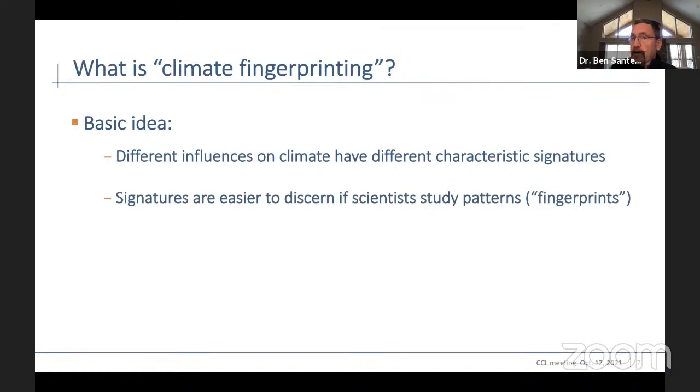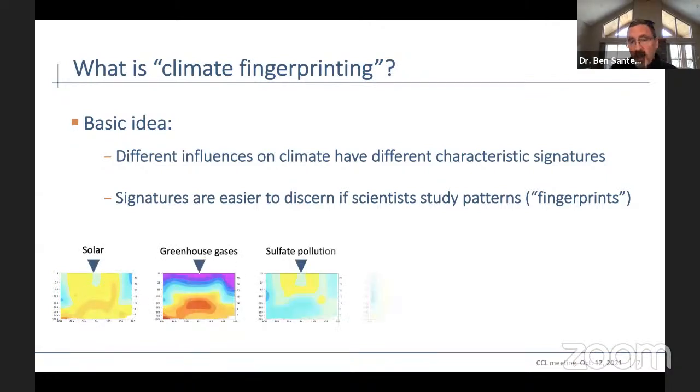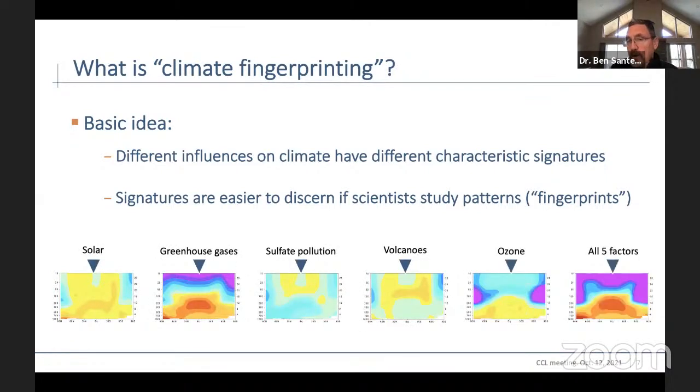And those different patterns or fingerprints become manifest if you probe beyond one number, the global temperature of the planet, and look at complex patterns. And I'm going to give you an example here. These are different fingerprints. These are from climate models that have been run where you change only one thing at a time, according to our best understanding of how that factor actually changed.